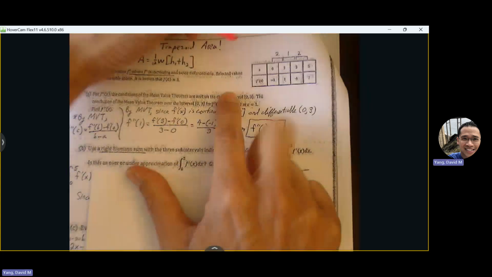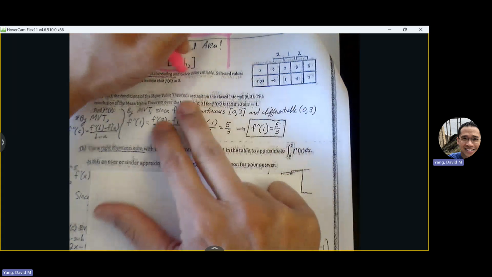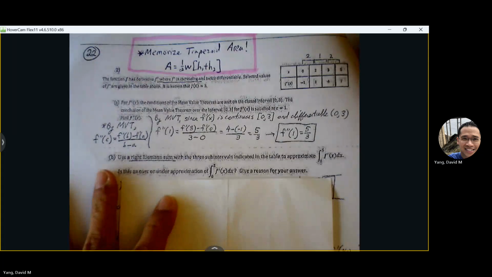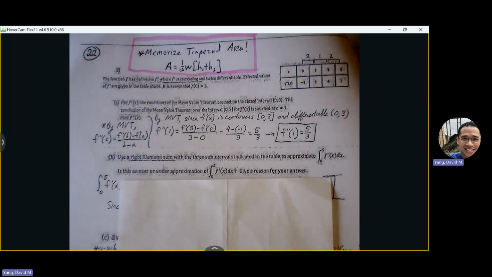For Riemann sums, we've mainly been working with rectangles. We haven't done many examples with trapezoids, but if it shows up on the quiz tomorrow, I want to make sure that we know that area formula. So make sure we memorize trapezoid area: 1/2 width, height 1 plus height 2. I'll try to remember to send out a reminder about that this afternoon. We've been doing mainly rectangles, but trapezoids are also ones that we need to make sure we're familiar with.